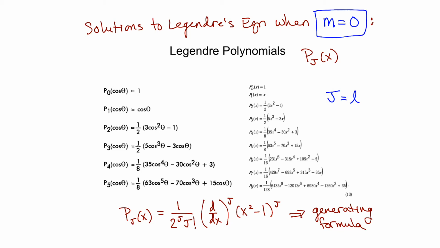Our generating formula here leads to polynomials in x, and those polynomials will be even or odd depending on whether your J is even or odd. So we'll get an even function if J is even, as we see for these, or we'll get an odd function if J is odd, as we see with these.